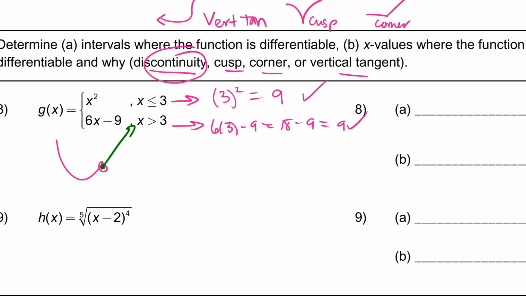So, okay, we know it's not discontinuous, it's continuous. Does this have a cusp?